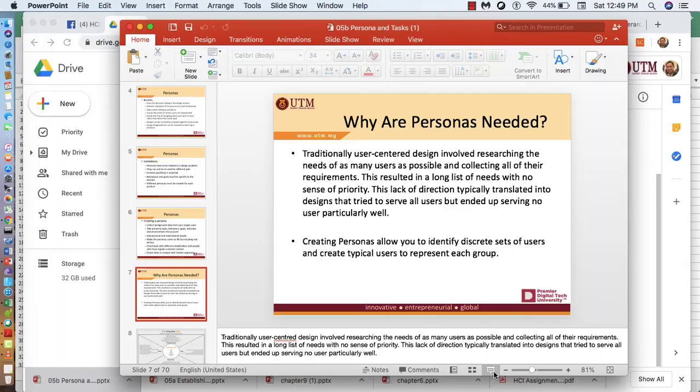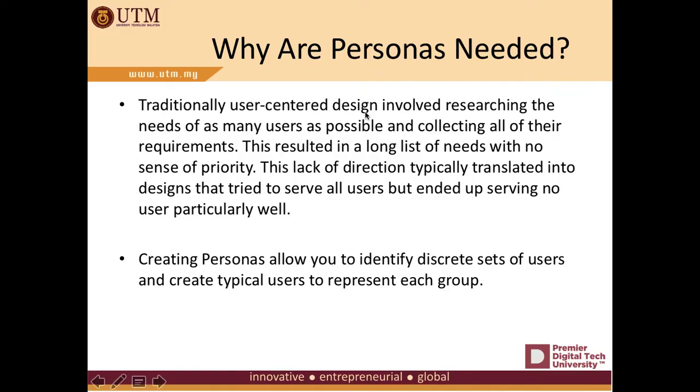Okay, so traditionally user-centered design involves researching the needs of as many users as possible and collecting all their requirements. This resulted in a long list of needs with no sense of priority. So why you need a persona is because we want to make it interesting and put in a sense of priority. When we have more than one persona, meaning involving a group of people, then we can see the patterns of user needs. From there, we can work with the priority. Creating personas allows you to identify a discrete set of users and create a typical user to represent each group.